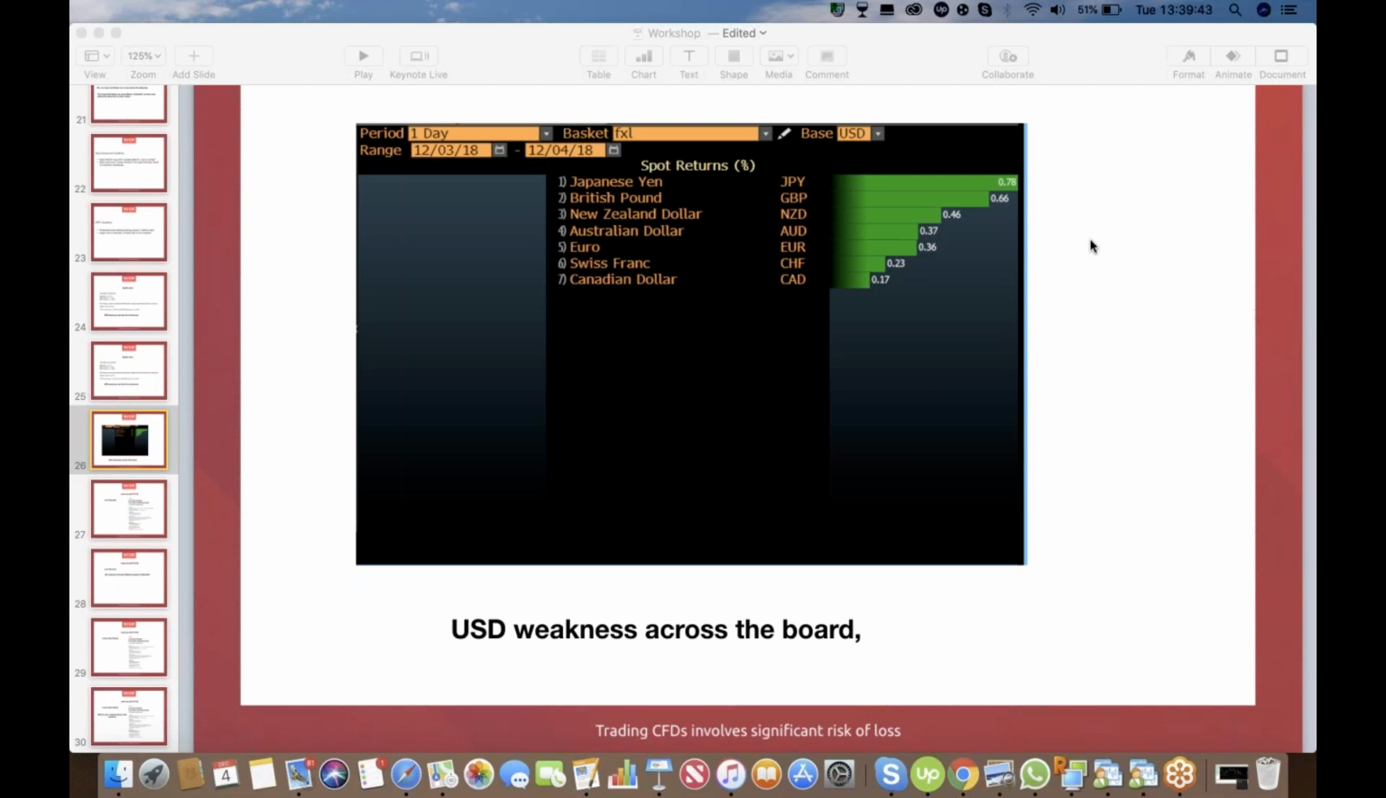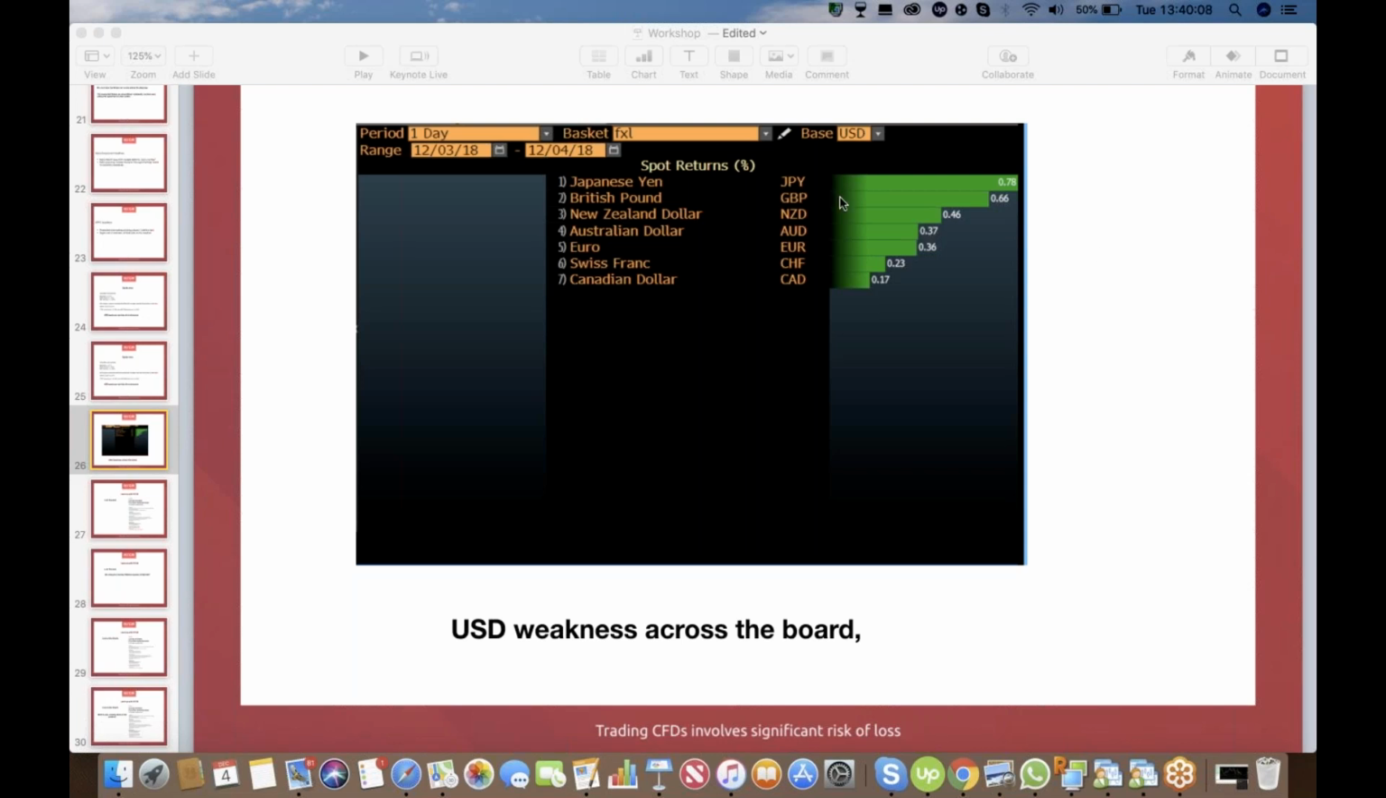Yeah, we have got some euro strength. We have got some CAD strength on the oil being bid. Yeah, that's true. Williams, I think that's a very good answer. We have strong Japanese yen and we have weak US dollar.